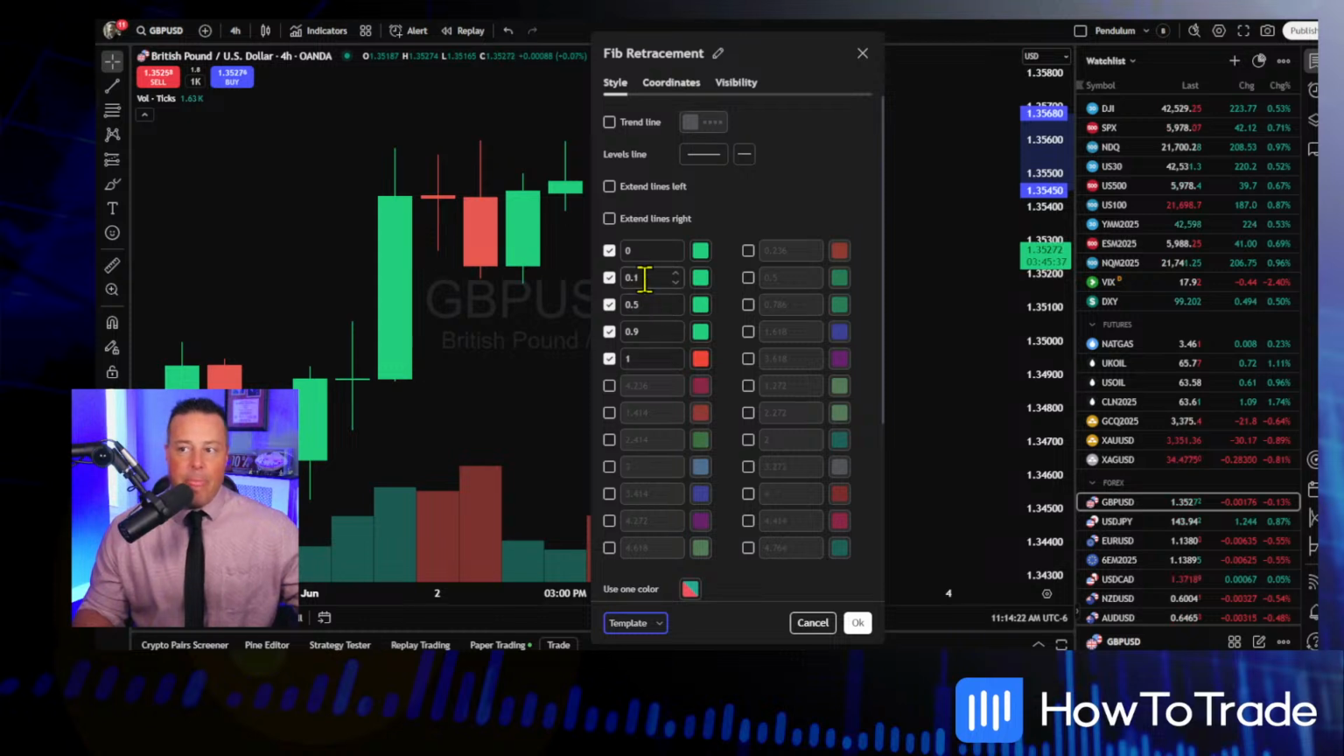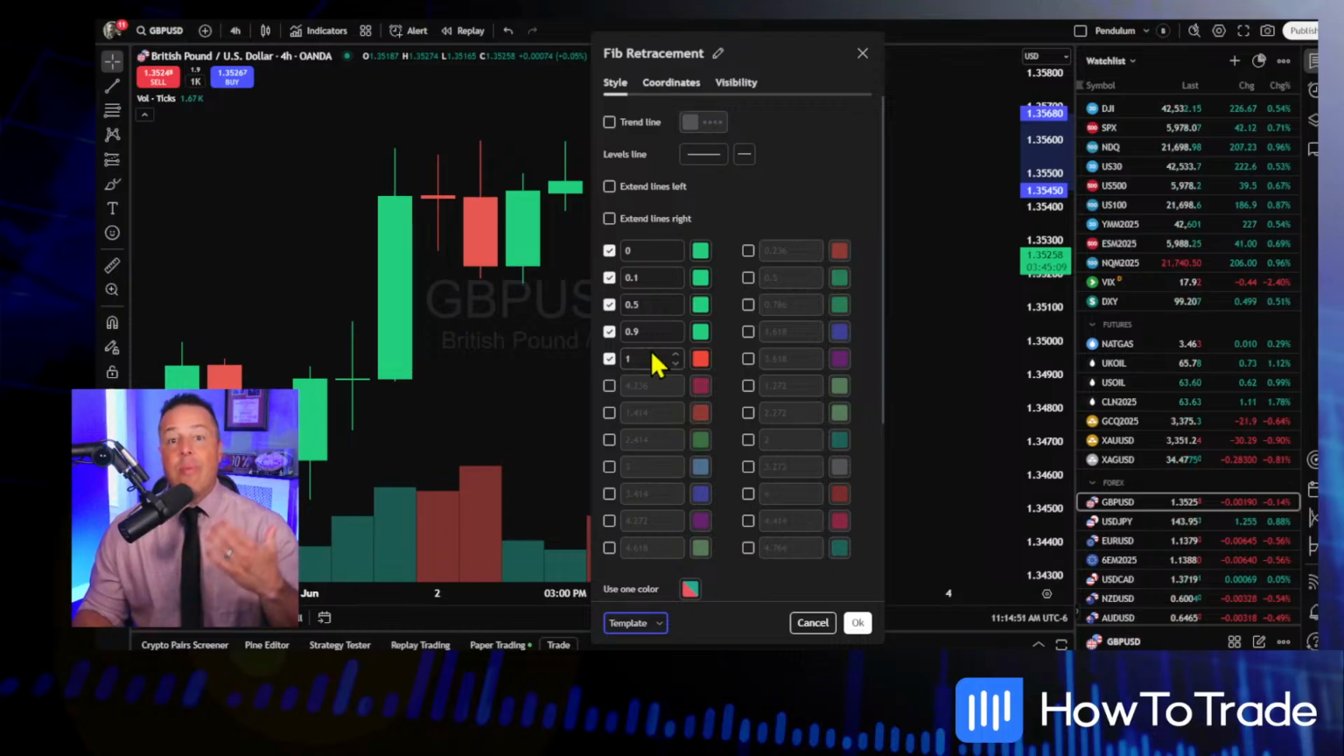It's essentially, instead of using 38, 50, 62, 78%, you're going to use 0. That's going to be where we start. We're going to use 0.10, which is 10%, 50, 90, and 1. The reason why we'll do that is because that 10% is going to be our entry point, 50% is our first profit target, 90% is our second profit target. You guys get it, right? And then 1 is going to be the bottom of that range.